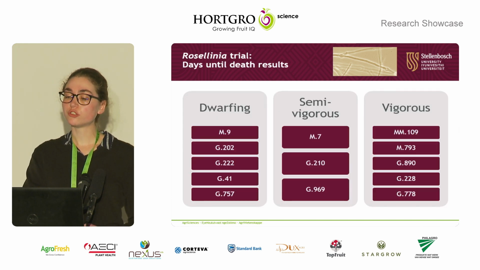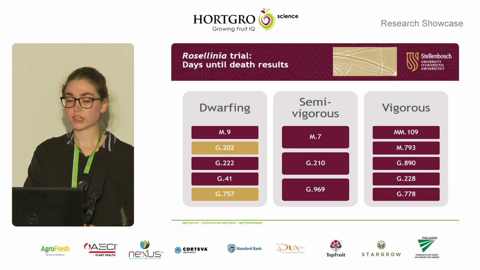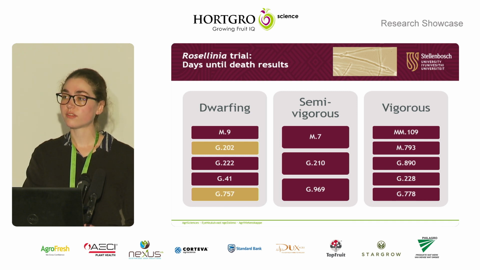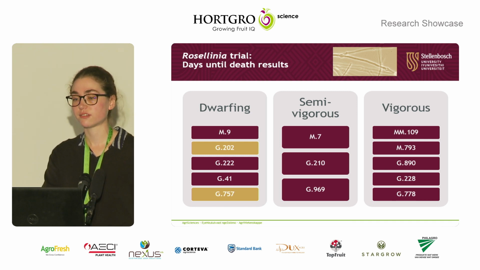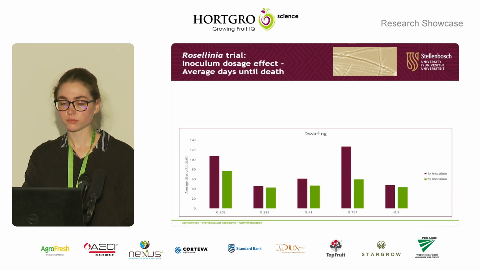Preliminary results of 2 Rosellinia trials showed that all rootstocks are susceptible to this pathogen. It is only in the dwarfing class where G202 and G757 were found to be slightly less susceptible, and this was also at a lower inoculum dosage.